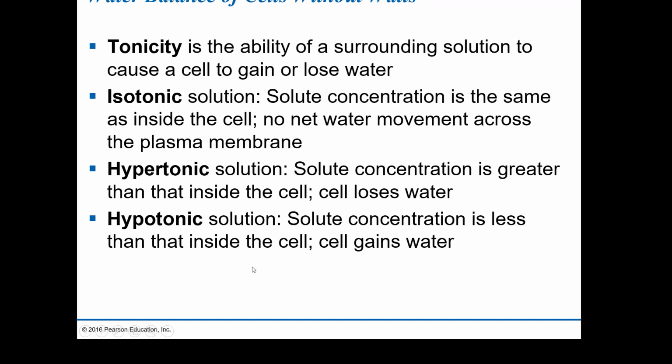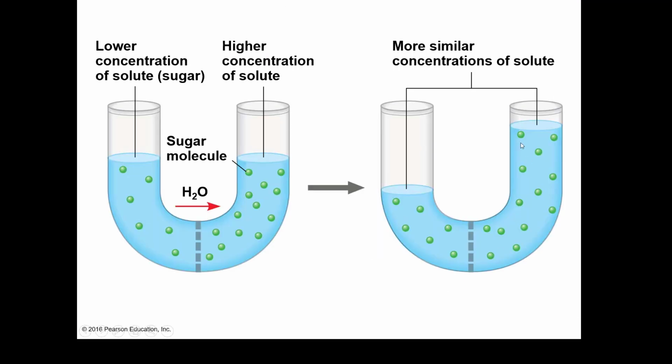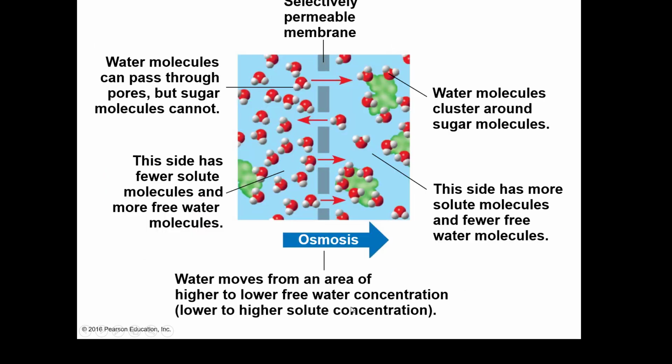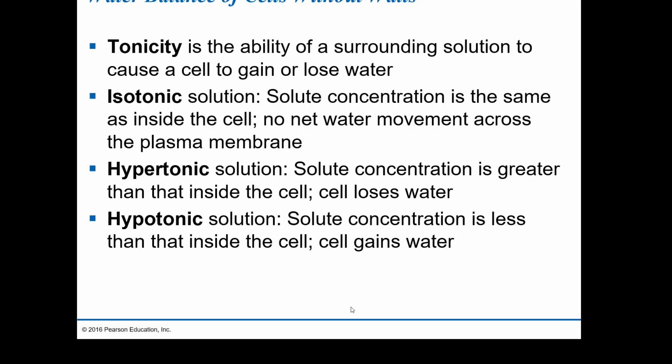Now, when we look at water concentration and osmosis within our cells, we are talking about tonicity. Tonicity is the ability of the surrounding solution to cause a cell to gain or to lose water. In an isotonic solution, the solute concentration is the same inside the cell as outside, so there's no net water movement across the plasma membrane. It's equal water movement. That would be what's happening in this scenario on the right. There's not a higher solute concentration.